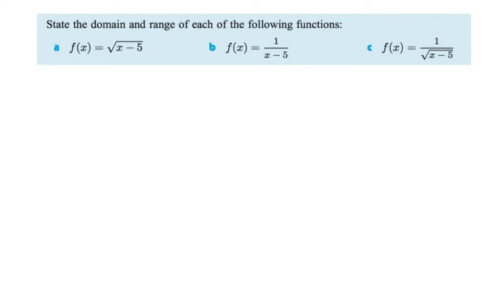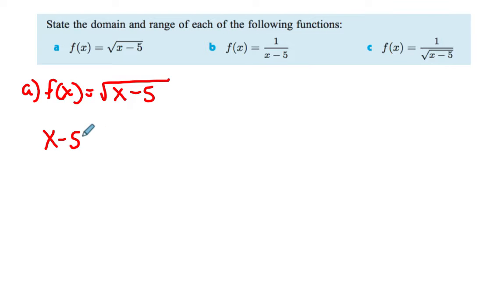Okay, what if we don't have the graph? What if we have the equation instead? Well, we do the same thing, but just think about what's happening in our function. So looking at A, we have the square root of x minus 5. We know that we cannot have a negative underneath a square root, or it gives us an imaginary, and we're only looking in the real number system.